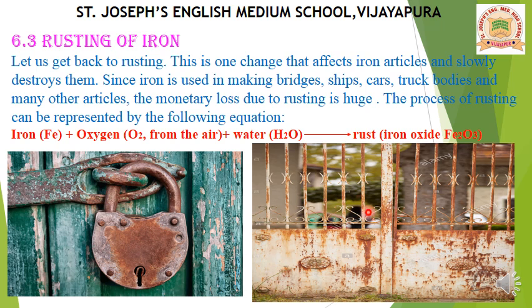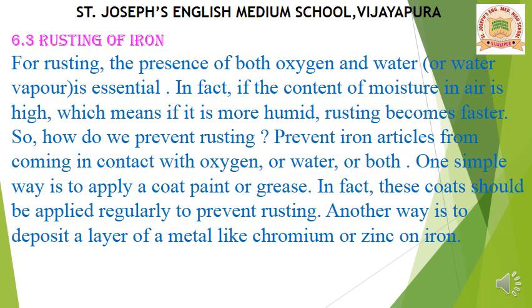Here a new substance is also obtained. This is the chemical change. When iron comes in contact with oxygen and water, it leads to rusting. Rusting of iron is a chemical change. Let us see how it takes place. For rusting, the presence of both oxygen and water is essential. In fact, if the moisture content in air is high, which means if it is more humid, rusting becomes faster. Means if there is more moisture content in the atmosphere, the rate of rusting will increase.